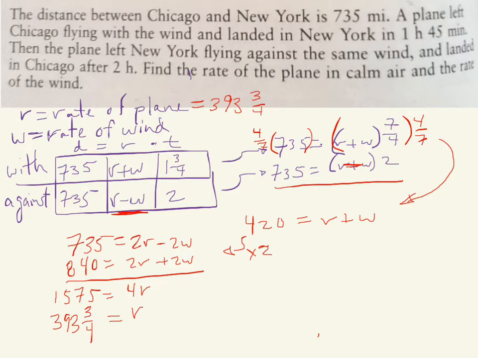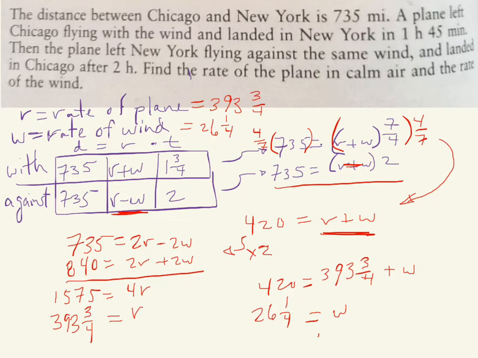3/4 miles per hour. So then you can put it into this equation right here, 420 equals 393 3/4 plus the rate of the wind, and you're going to get the rate of the wind is 26 1/4. So this is 26 1/4. We'll show you a bunch of examples of these in class, and they're not too bad as long as you follow this little chart. Okay.